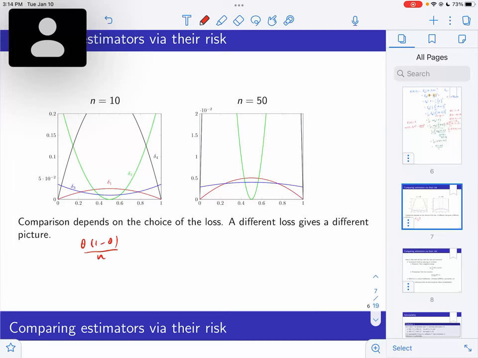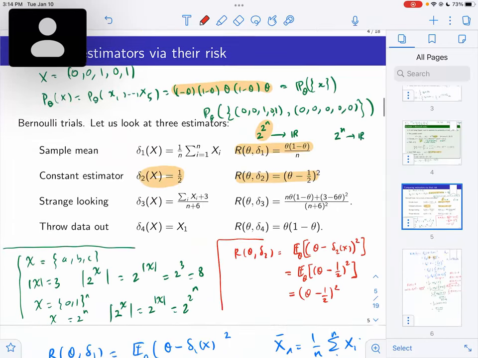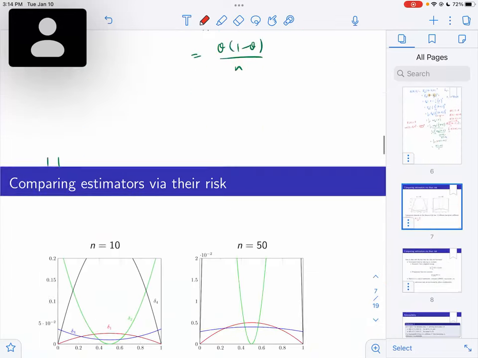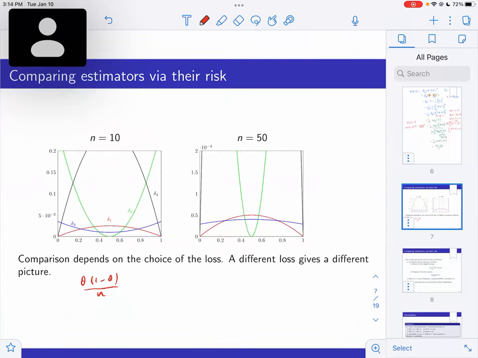If you imagine the risk of this, you can also compute it, or just set n equal to one here. So that's the fourth estimator, this one, which goes out. Okay, so this is delta one, the sample mean. This is the one that ignores everything except the first sample. This is the strange looking one. And this green one is the constant estimator that says just predict one half for all x.